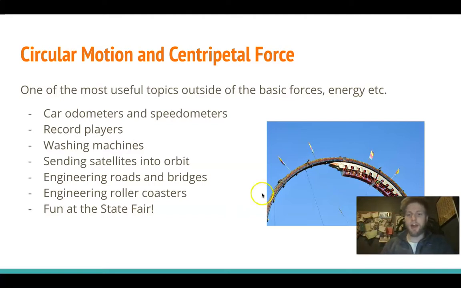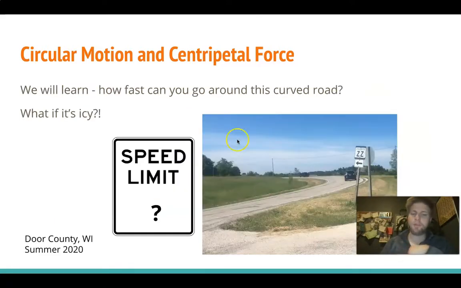Here you can see a fair ride, the Ring of Fire, one of my personal favorites, and then all these other things. In your car, the speedometer, the odometer, record player, which are for some reason coming back into fashion, washing machines, satellites in orbit, roads, bridges, roller coasters, fun at the state fair, all kinds of applications. And once you start to notice how much circular motion is around you, you're going to see it absolutely everywhere.